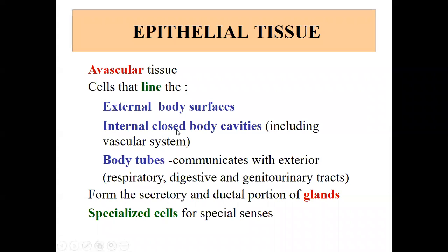It also lines the internal cross-body cavity that includes the vascular system. The cells of the epithelial tissue also line the body tubes, and these body tubes communicate with the exterior. Okay, so for example here we have the respiratory tract, the digestive tract, and also the genitourinary tract. The epithelial tissue also forms the secretory and the ductal portion of the gland, and the last one, it also forms specialized cells for special senses. So these are the areas where you can find the epithelial tissue.